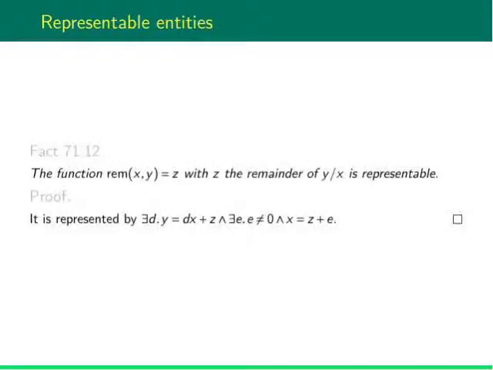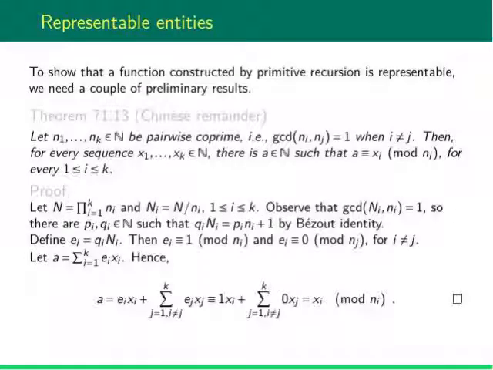The remainder function is representable. As before, it suffices to show a formula representing it. The key to proving that functions constructed by primitive recursion from representable functions are representable is the Chinese remainder theorem.